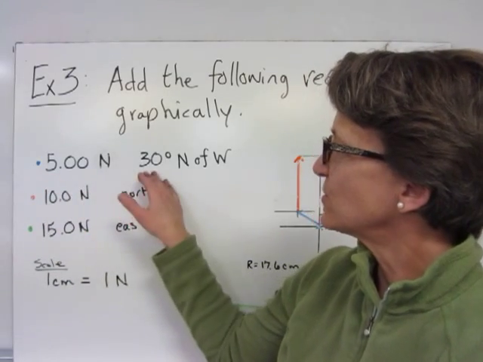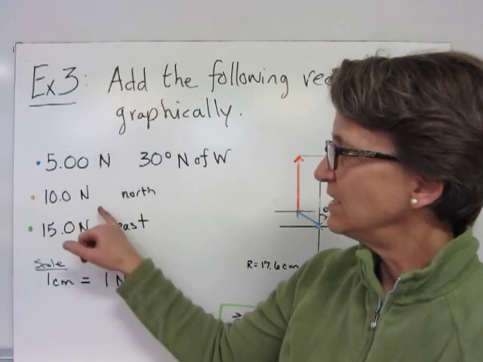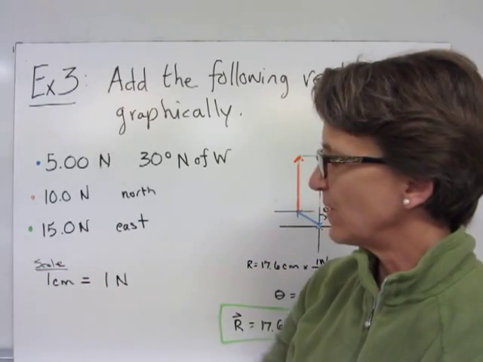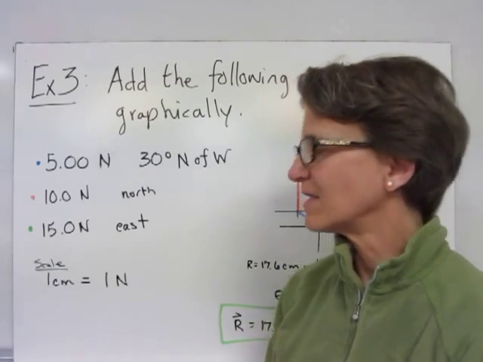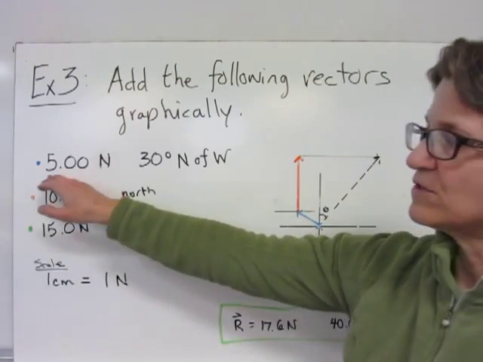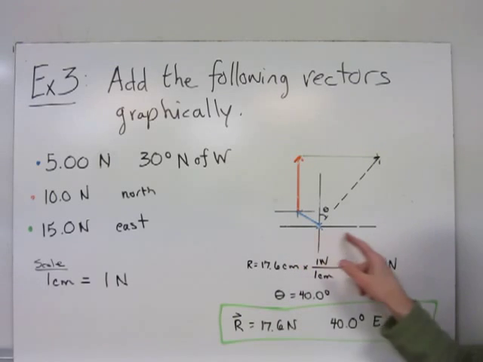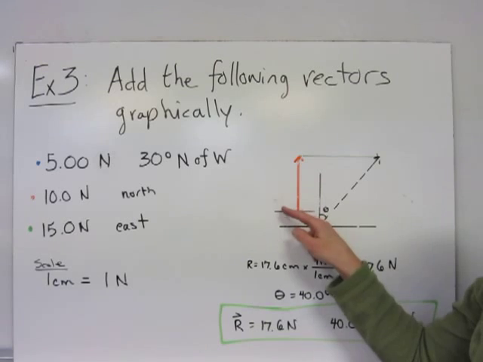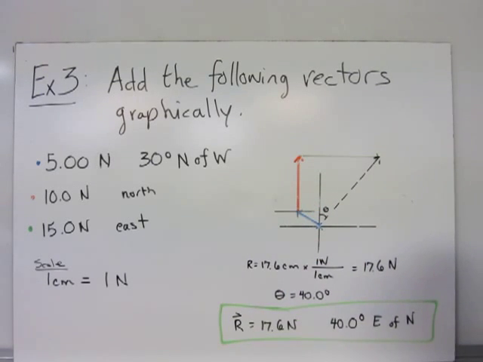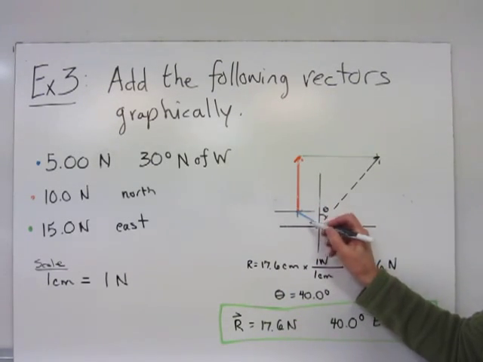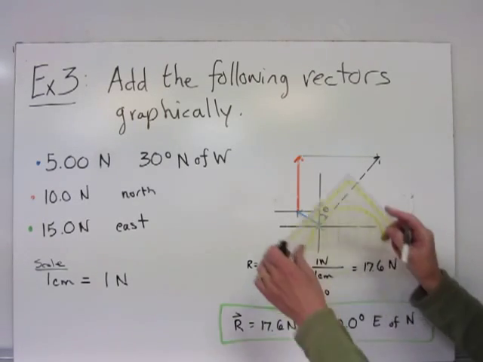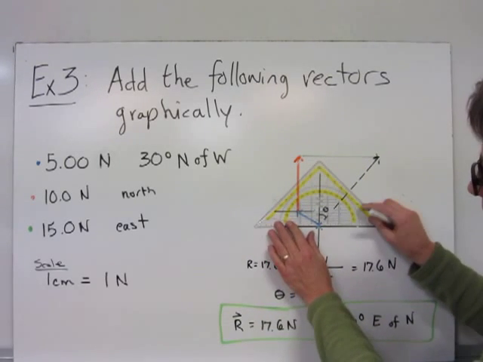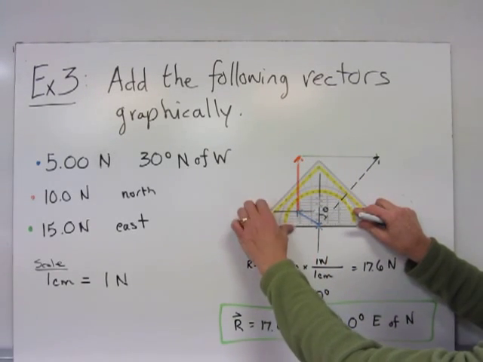My first vector is 30 degrees north of west, 10 newtons north, 15 newtons east. So my scale is 1:1, so that makes it nice, I think. My first vector is in blue. I've drawn my origin. I've started with an X, and I've gone 30 degrees north of west. So this angle right there is 30 degrees. So I put my protractor on here and gone 30 degrees.